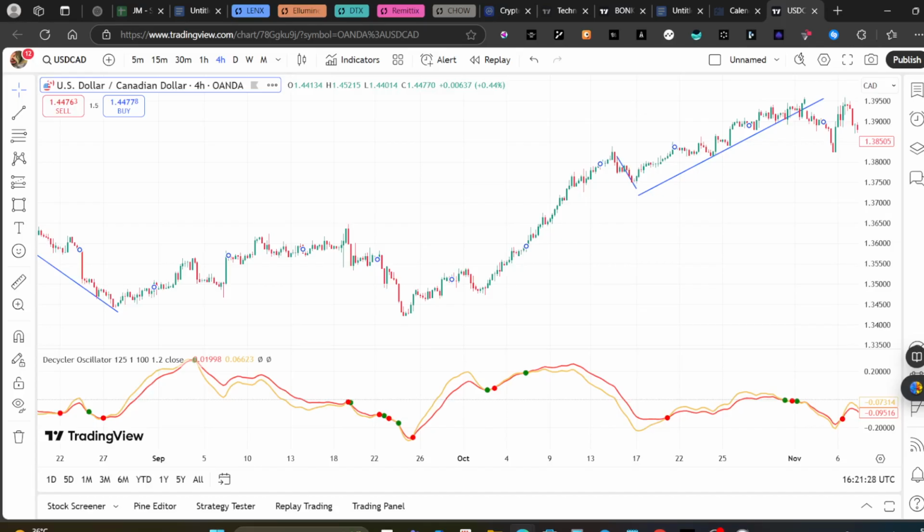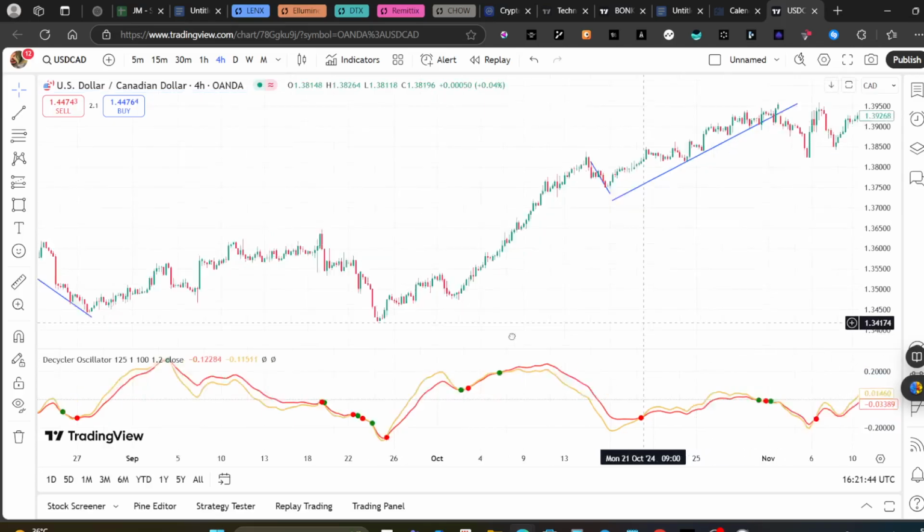Now that you know how the Decycler Oscillator works, let us talk about how you can actually use it in your trading strategy. The first thing you need to do is add it to your chart. It's typically used as a standalone indicator, but you can also pair it with other technical tools to enhance its effectiveness. You can use this indicator to spot trend reversals.